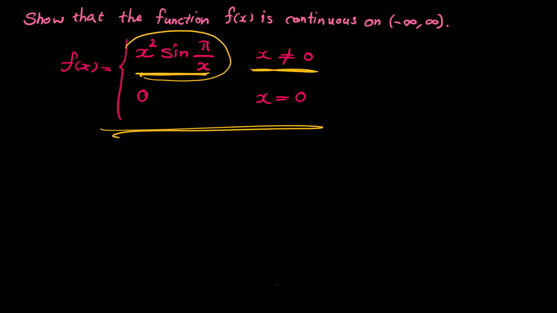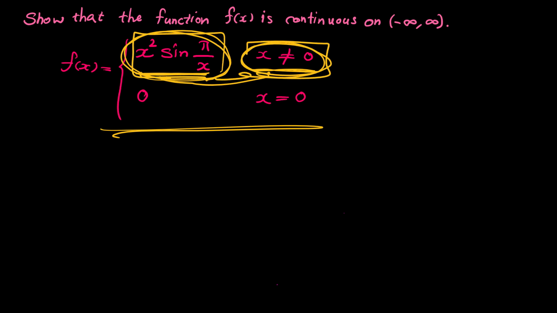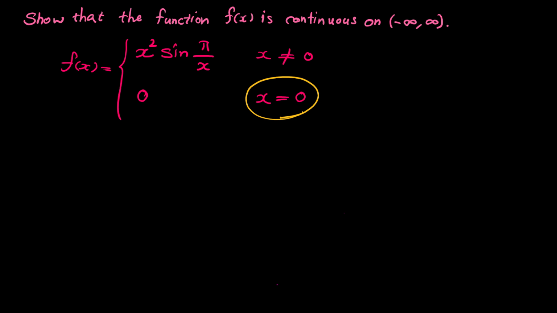So we use this rule whenever x is not 0. This is only for values of x that x is not 0. And if x is 0, then the function f of x is 0. And we want to show that this function is continuous from negative infinity to infinity.